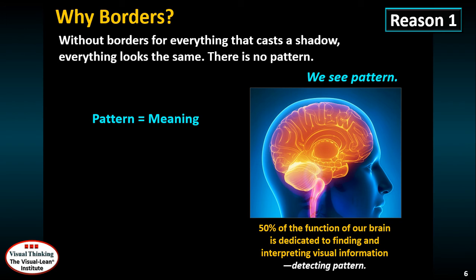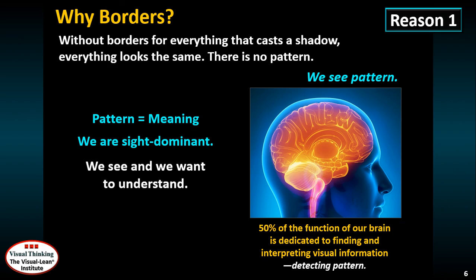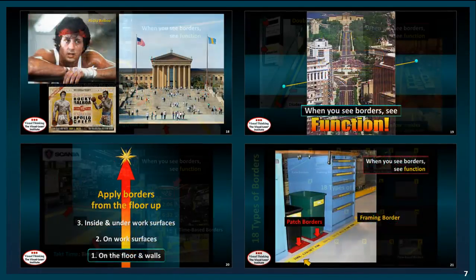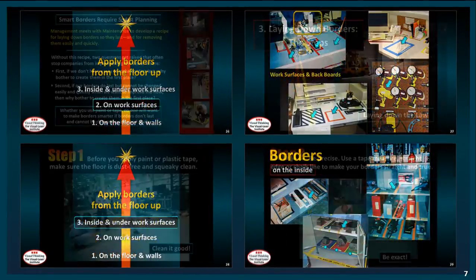This produces meaning. It creates sense. This function of our brain is focused on creating sense out of what we see. We are sight dominant. We see it, and our brain wants to understand it. Differences matter.